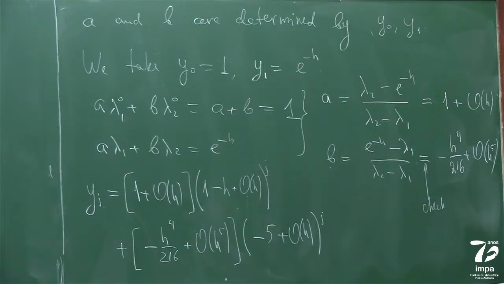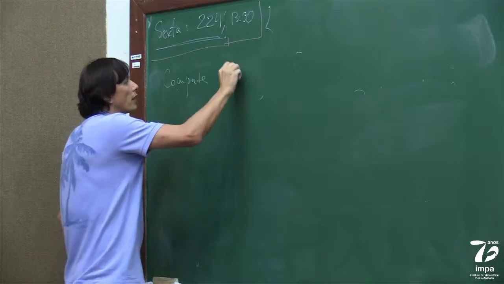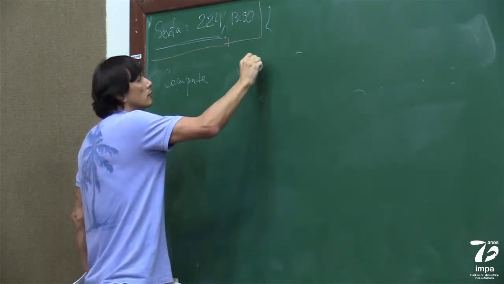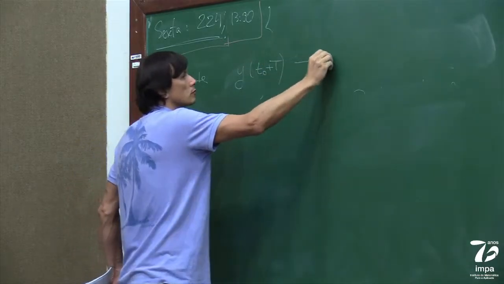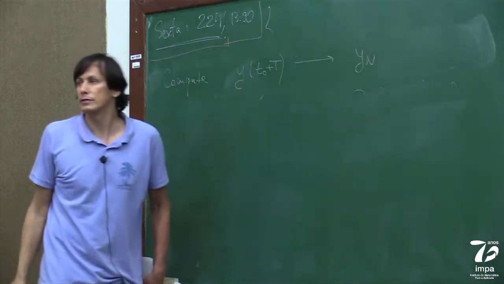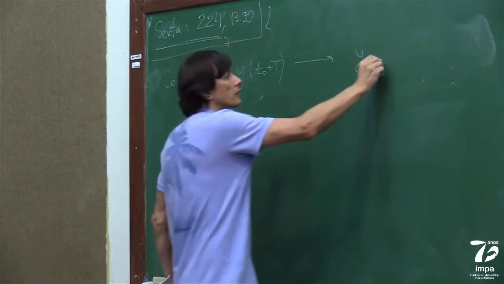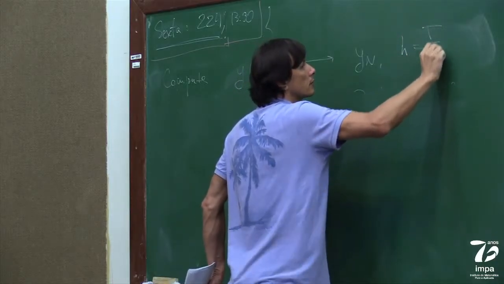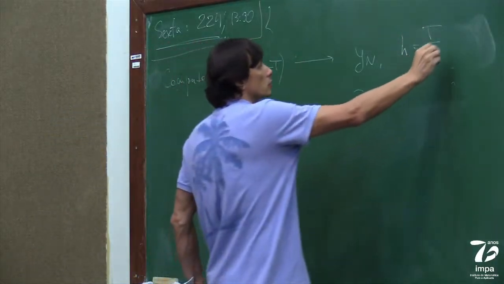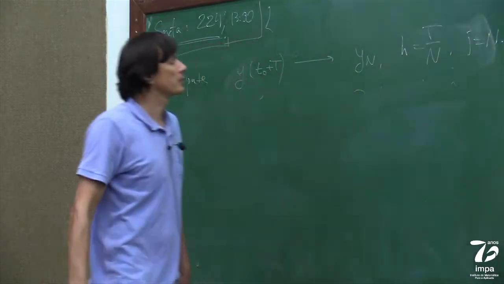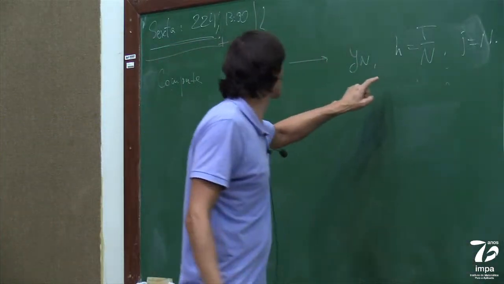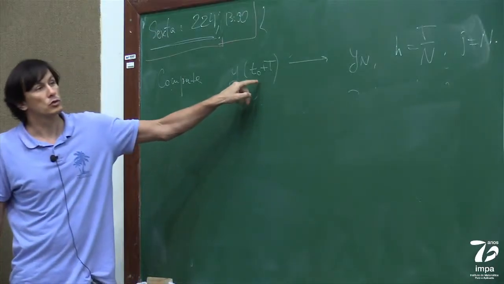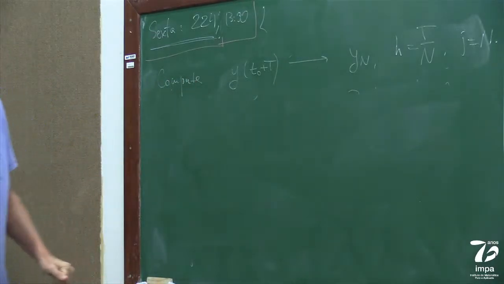And now compute y at the final point, t0 plus t. So which should be yn, right? So n steps. Remember that h is t over n, and in this case we took j equal n. So last step, last point. If we make the whole computation until the last point, what will be the result? We just compute this expression at the last point.